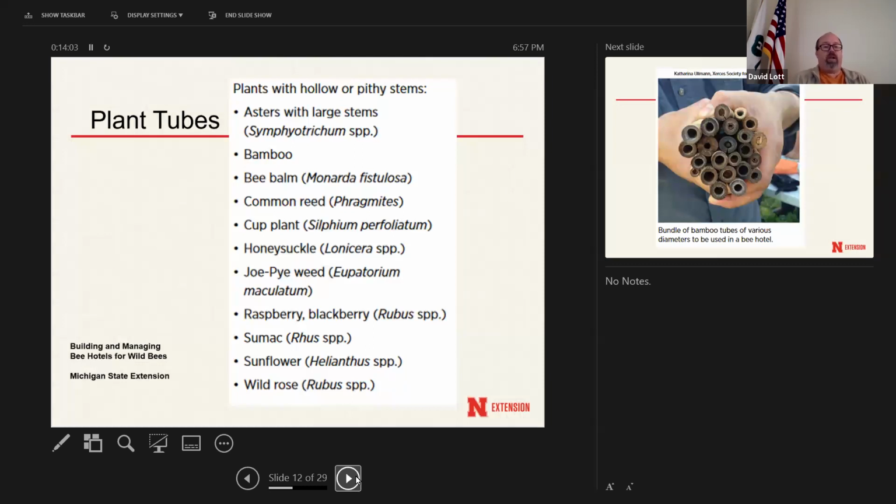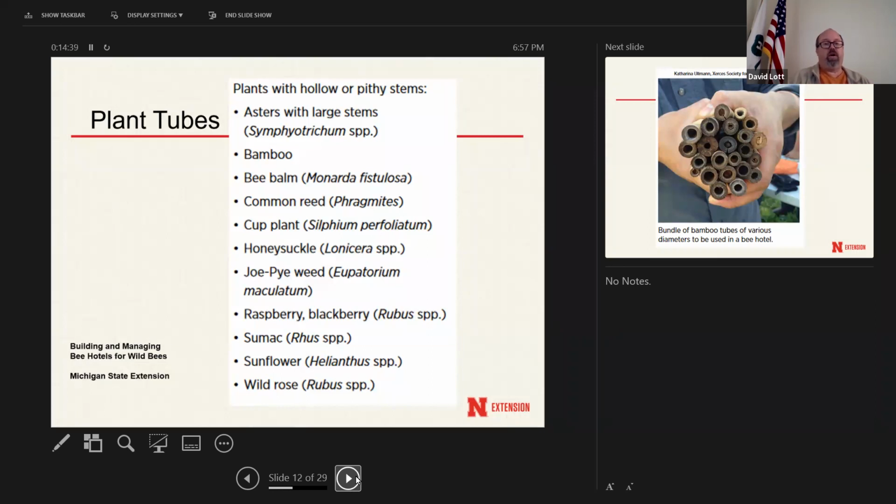So when we talk about plant tubes, if you want to not buy the bamboo, here are some plants that provide different types of hollow stems. Some of these plants you will find in your gardens, in your landscapes. Or you can be very mindful of going out and raising some of these plants so you can harvest them and replace your tubes. So for those of you who like to do that, here's your opportunity. So it's really good.